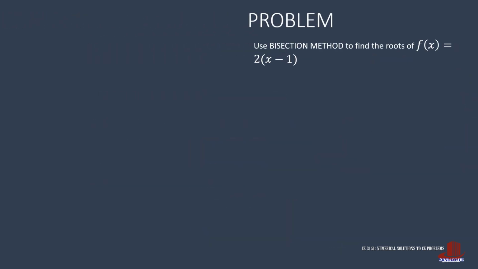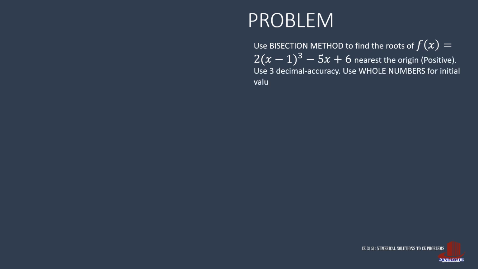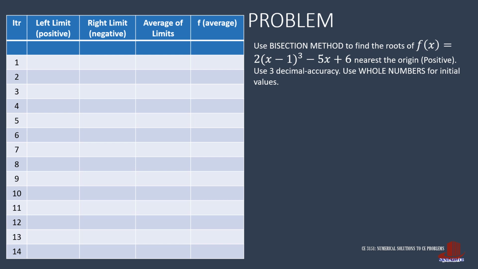We can use a table to iterate faster. The table has at least 5 columns for this method. The first is just to know the number of iterations consumed. There should be columns for the left and right limits, followed by the column for the average of A and B, which is term C. Then the column for the value when C is placed into the function.